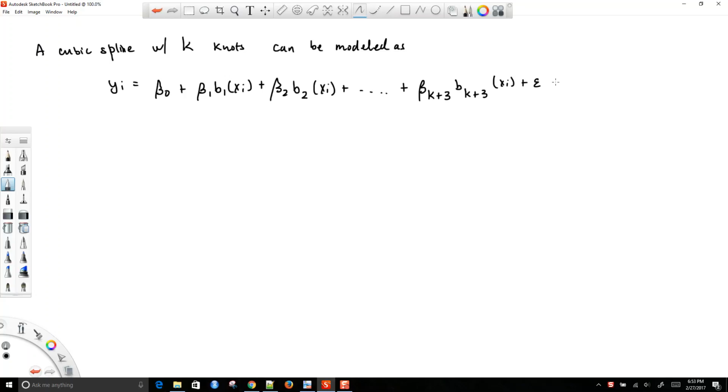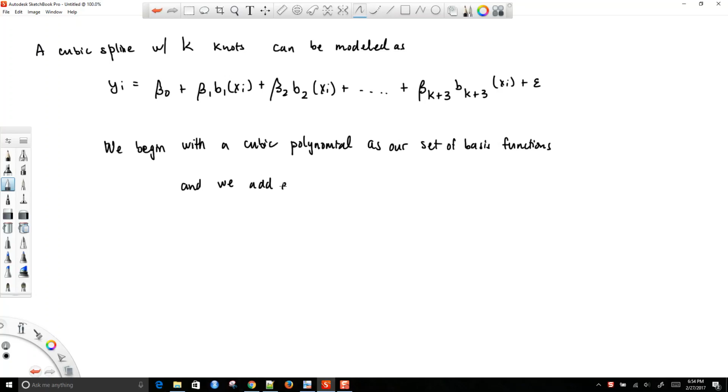And we add what we call a truncated power basis function for each knot. So we start off with a cubic polynomial as bases, and then we add a truncated power basis for each knot. And then we add a truncated power basis function per knot. Okay, so how is this?